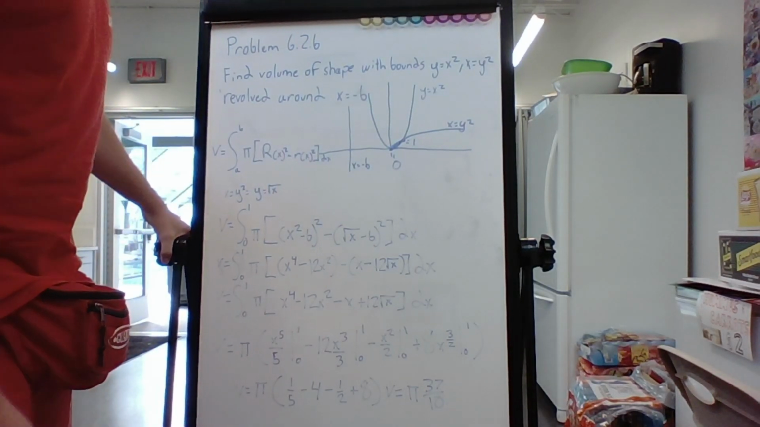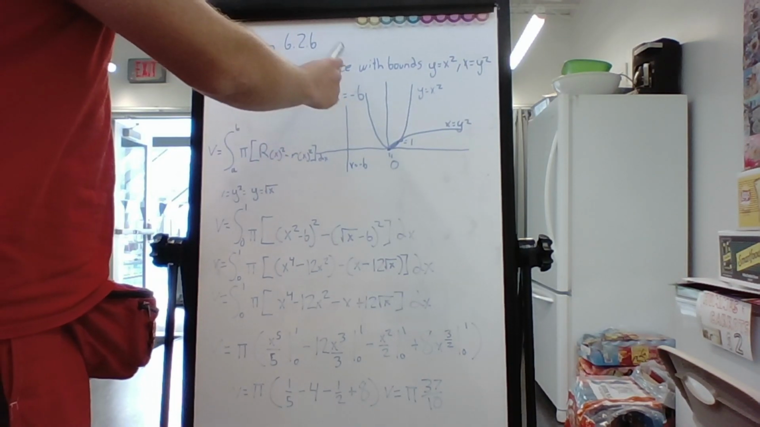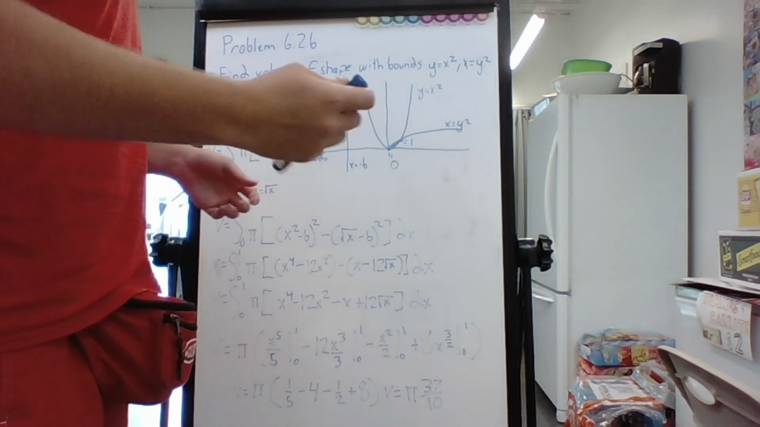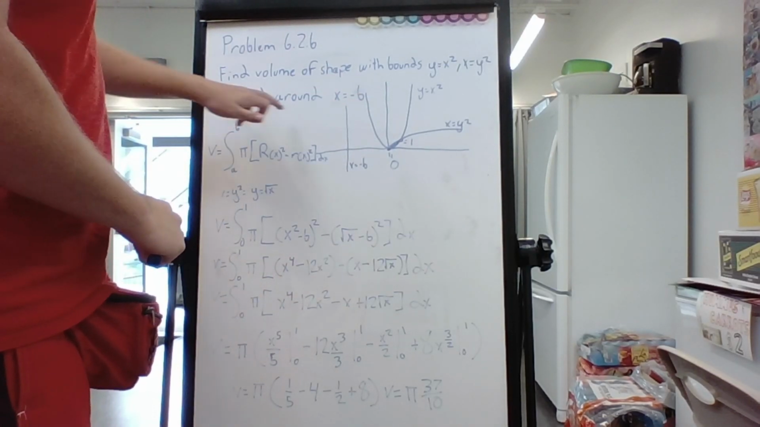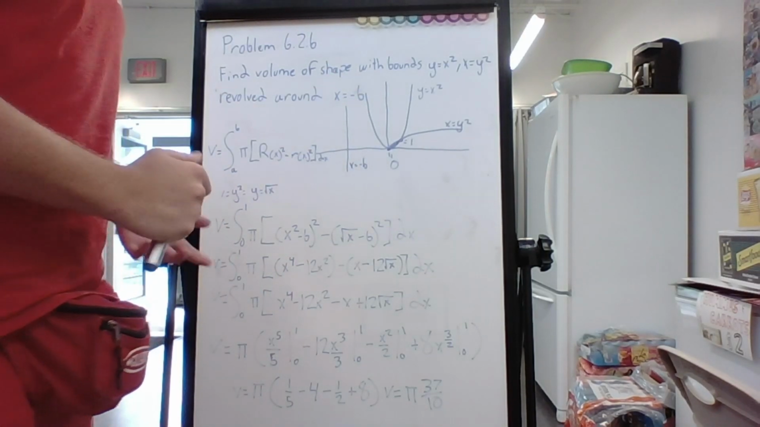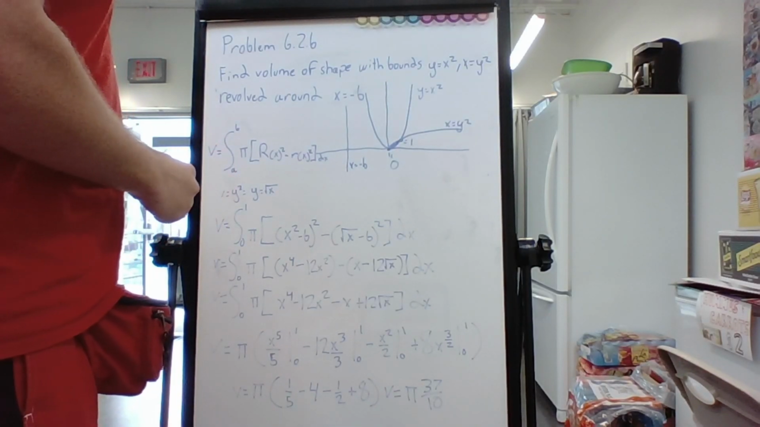But we're going to be doing problem 6.2.6 today. So the question asks to find the volume of the shape with bounds y equals x squared and x is equal to y squared, and then that will be revolved around x equals negative 6.